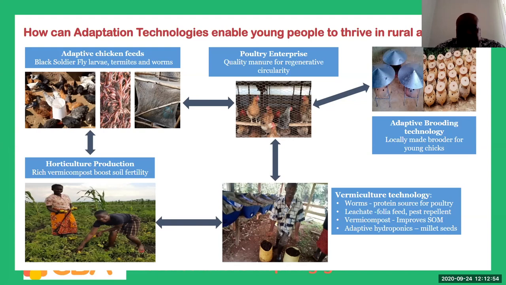In adaptive brooding technology, young people prefer using improvised clay pots packed with dry cow dung to warm their young chicks. This reduces cost of electricity and continuous use of charcoal that destroys environment.